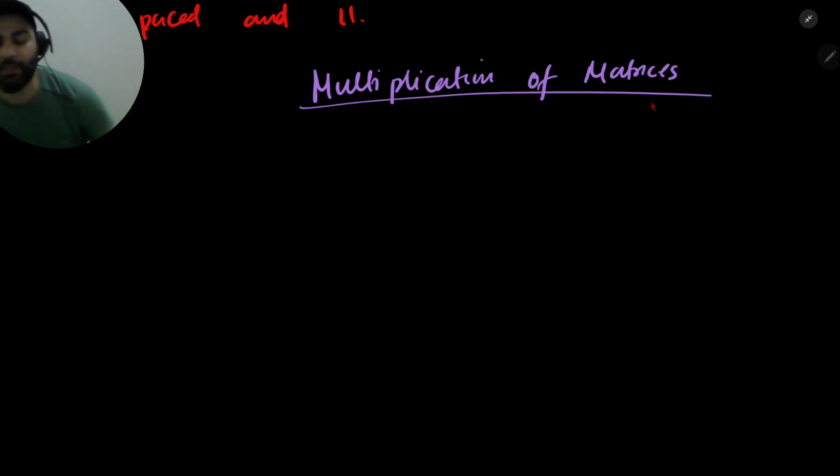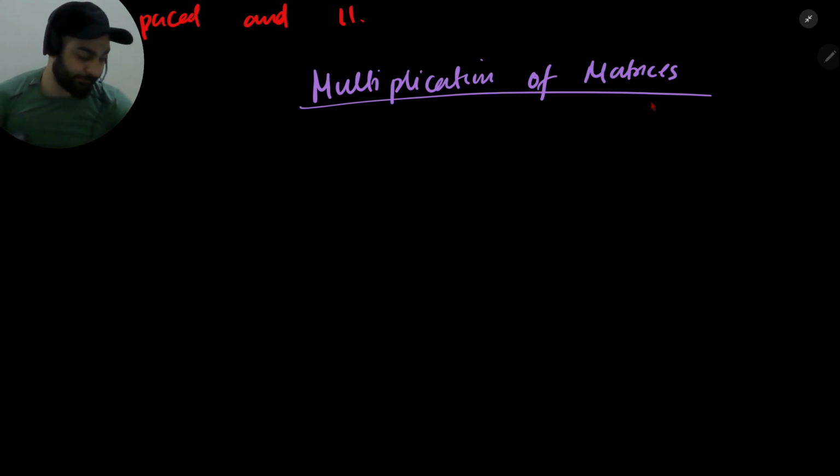Is the revision of linear transformation clear? Then I can move ahead. Only if transformations are really clear can I move ahead. Is it clear? Nice.